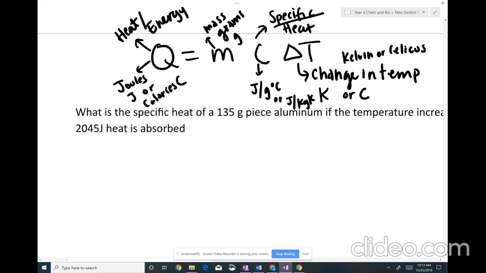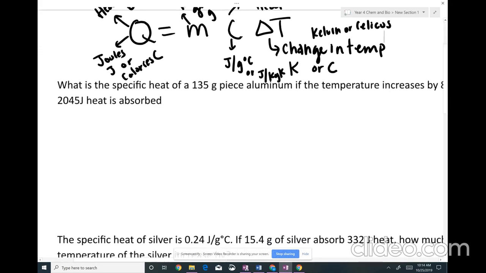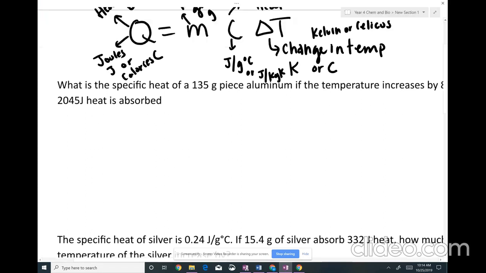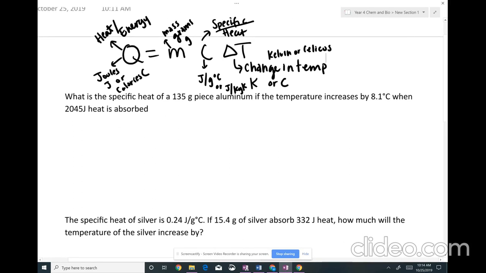All right, so now we're going to get into solving some problems, and we're going to talk about the specific steps that you need to solve those problems. Okay, so we're going to start with our first step, and we're going to start by reading our problem, and then we're going to figure out what they want us to do with this. Okay, so it says, what is the specific heat of a 135 gram piece of aluminum if the temperature is increased by 8.7 degrees Celsius when 2,045 joules of heat is absorbed?